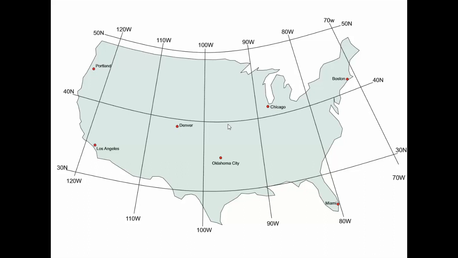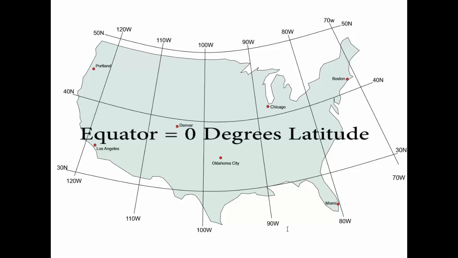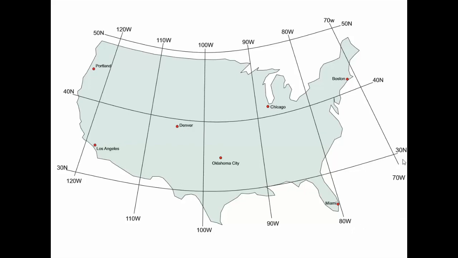They never touch. Even though these lines run left and right, what they're actually used for is to show how far north or south of the equator you are. Because the equator is 0 degrees. The further away from the equator you get, the bigger the numbers get. So since we're in the northern hemisphere, the equator would be down here. And as you travel north, the numbers are going to get bigger.